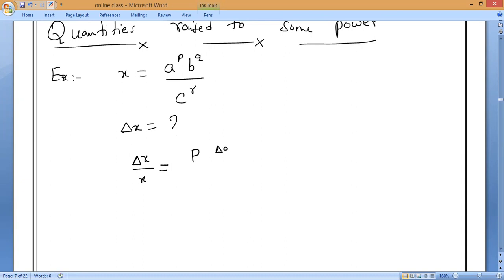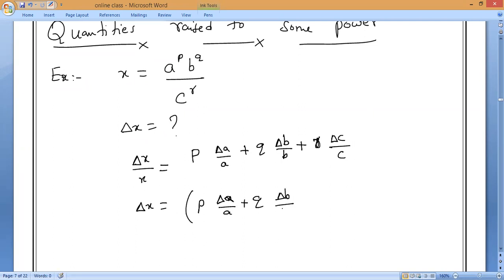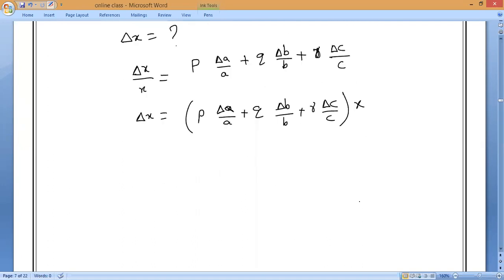Then p into delta a divided by a plus q into delta b divided by b. Tell me fast. By this time you should understand. Then r is what will come? Delta c divided by c. Now x will come this side. Then delta x equals what? Delta x equals p into delta a divided by a plus q into delta b divided by b plus r into delta c divided by c, into x. Is it right or wrong? Everybody? Yes, sir. That is what you have to remember.